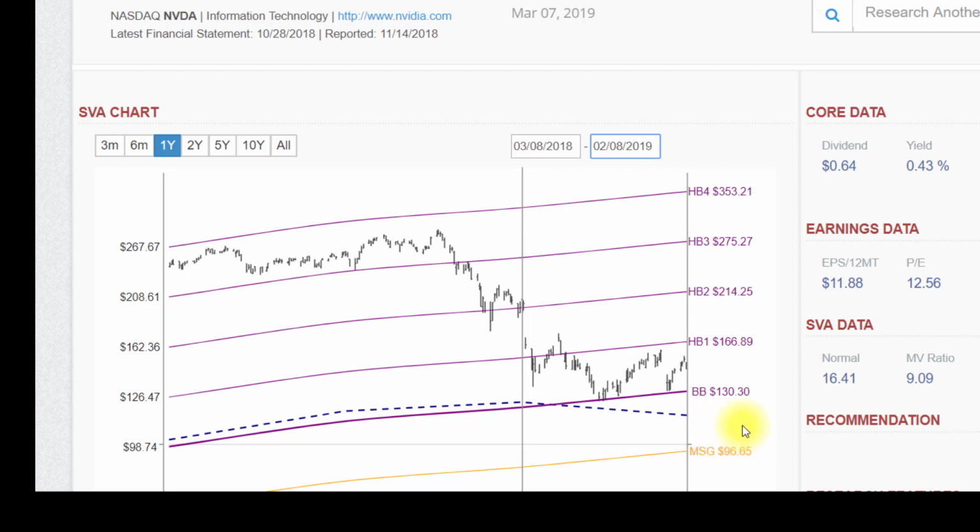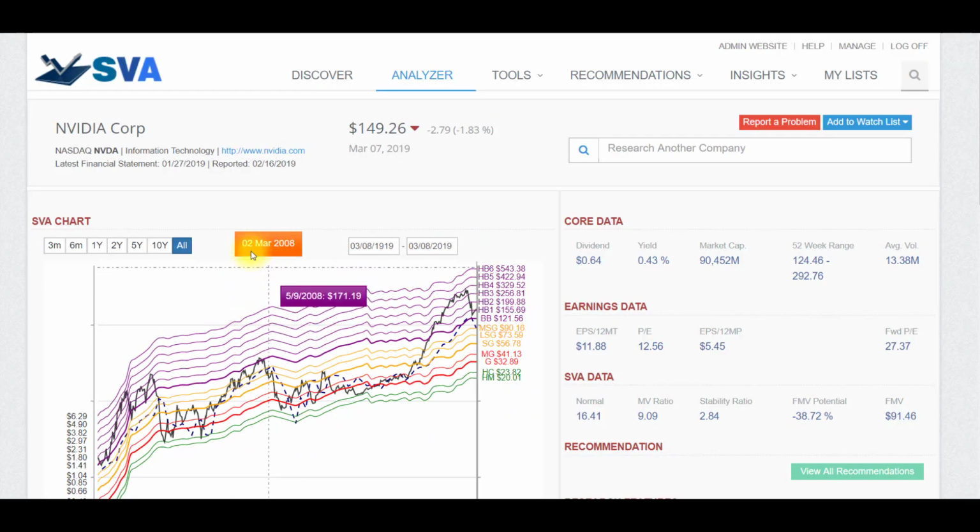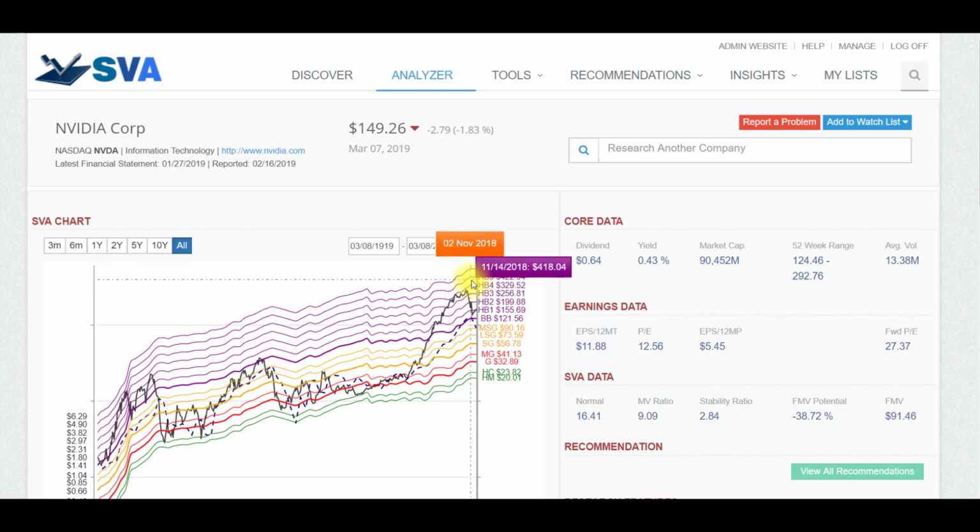I would watch the stock very carefully at about the $130 mark, because if it breaks, it could go a long way. And historically, that has been the story of Nvidia. If we look back over the long history of Nvidia, we'll see that this is not the first time this stock has had a big fall from grace.